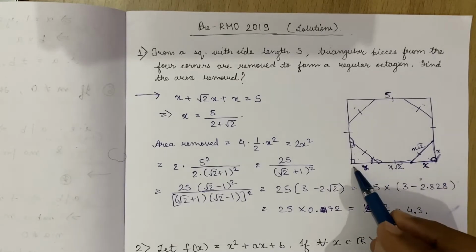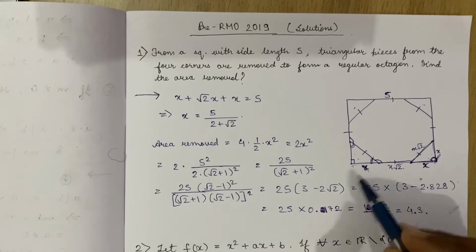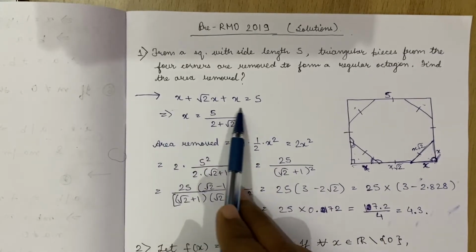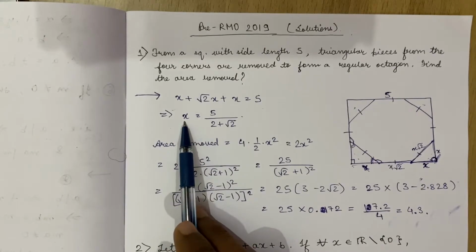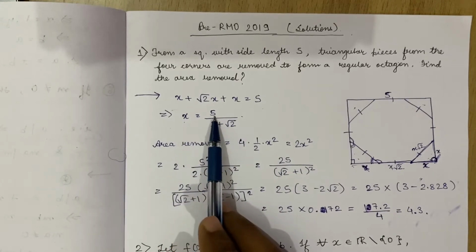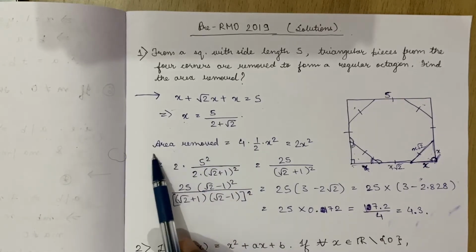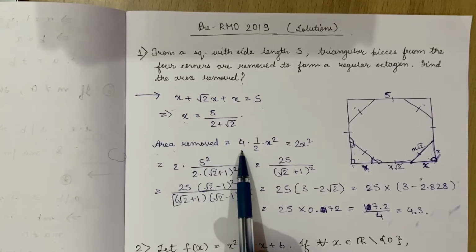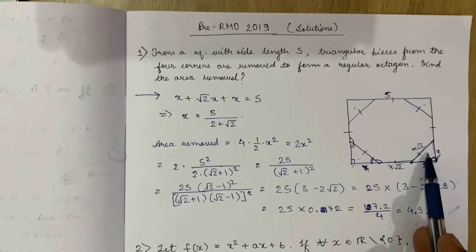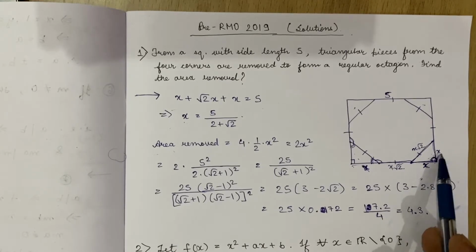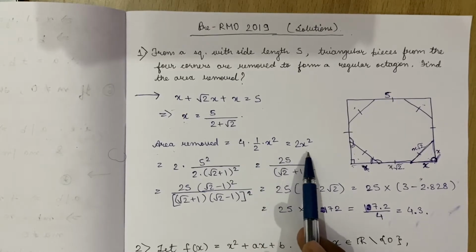Now we know that the length of the side is 5, so x plus x root 2 plus x is equal to 5, which is what I have written here, which means x is equal to 5 by 2 plus root 2. Now I need to find the area removed, so I need to find 4 times the area of the triangle. Area of this right angle triangle is half into base into altitude, so half into x square, so 4 times half into x square, which is 2x square.